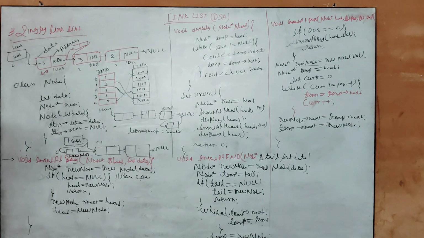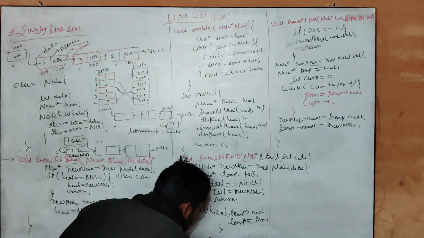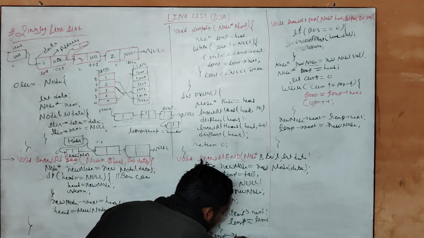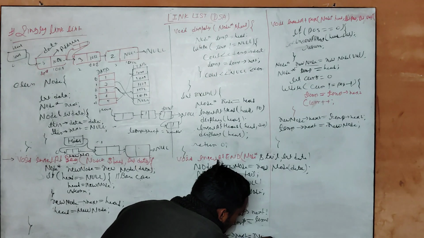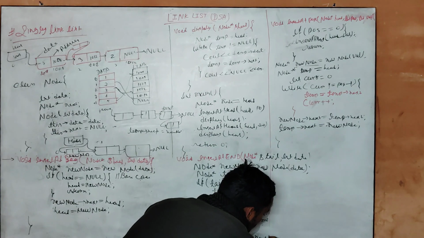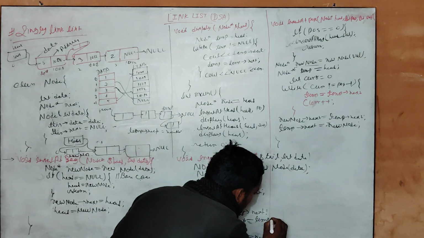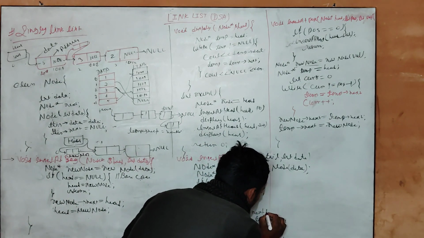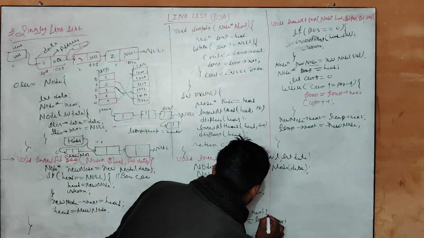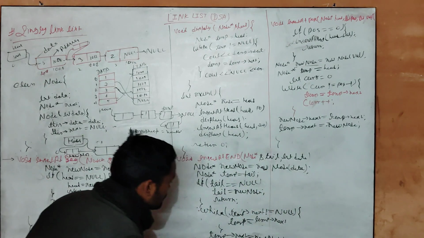We are writing here 3 conditions. Fine. Here writing one thing, temp of next is equal to new node. Fine. Temp is equal to temp next, not equal to null value. Fine.